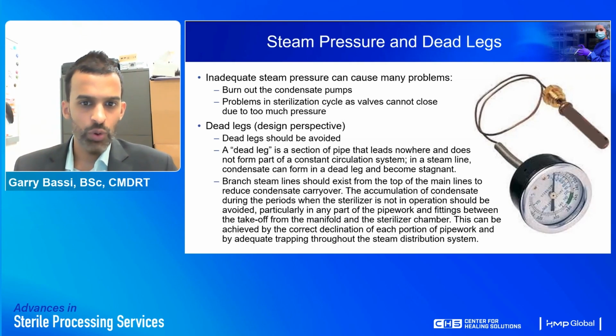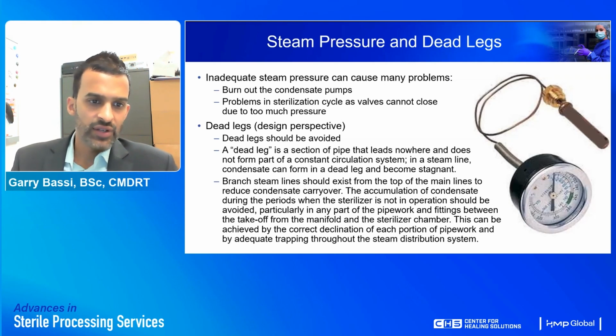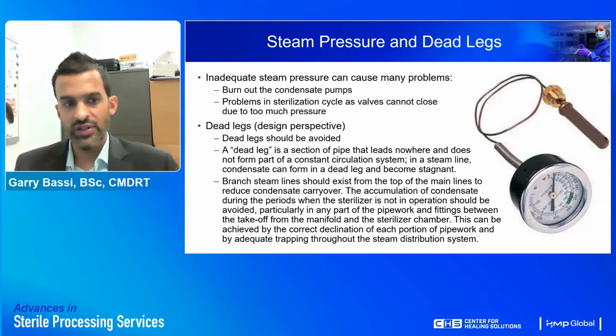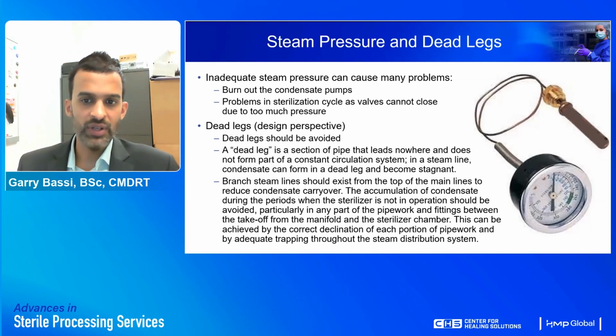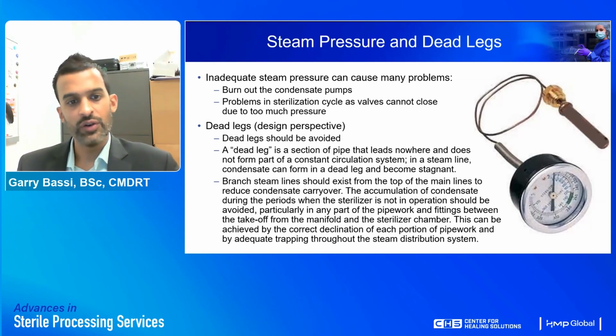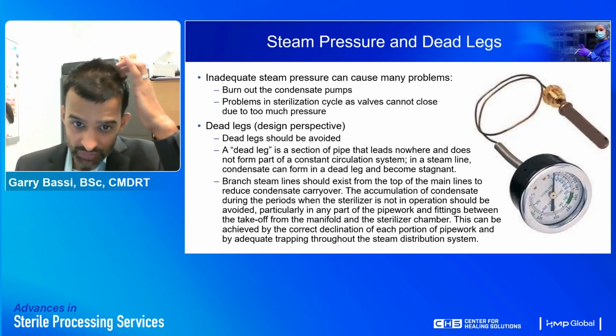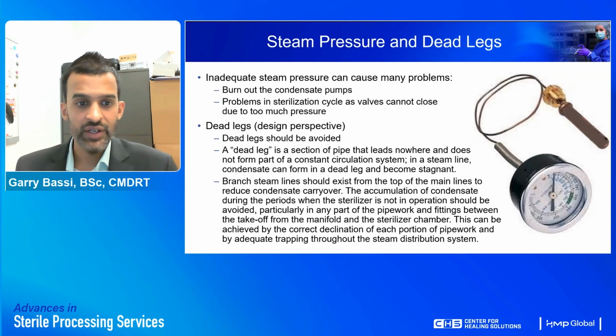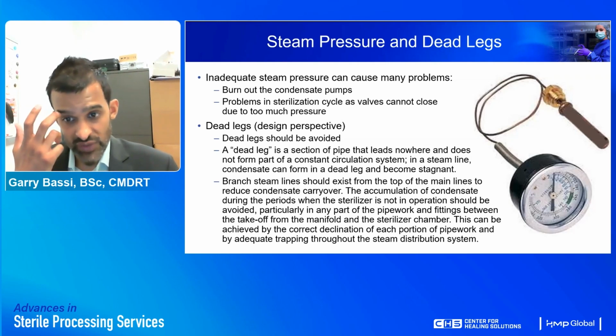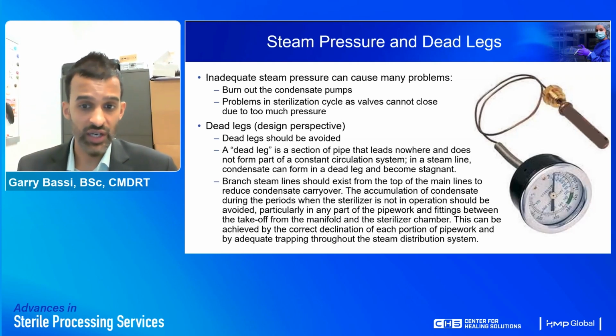And then dead legs is important when designing a steam system. Dead legs should be avoided as per the standards. A dead leg is a section of pipe that leads nowhere and does not form part of a constant circulation system. In a steam line, condensate can form in a dead leg and become stagnant. And branch steam lines should exit from the top of the main lines to reduce condensate carryover.